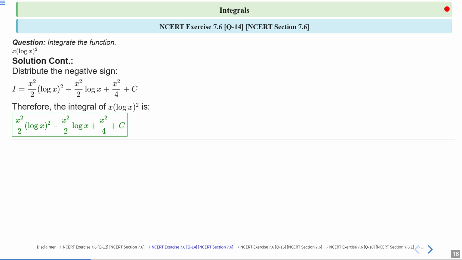Simplify it. So the final answer is x square by 2 log x minus x square by 2 log x plus x square by 4 plus c.